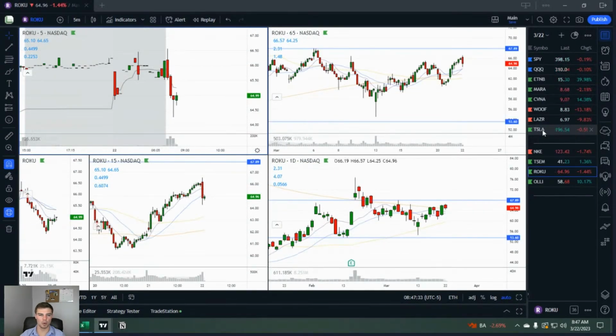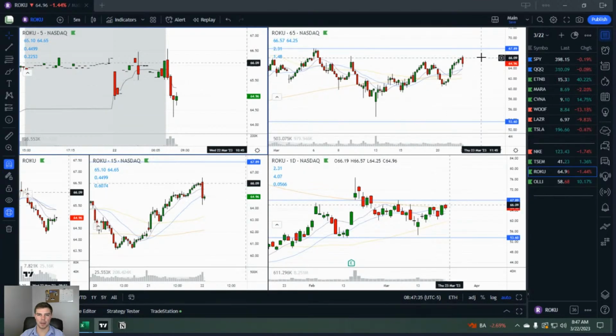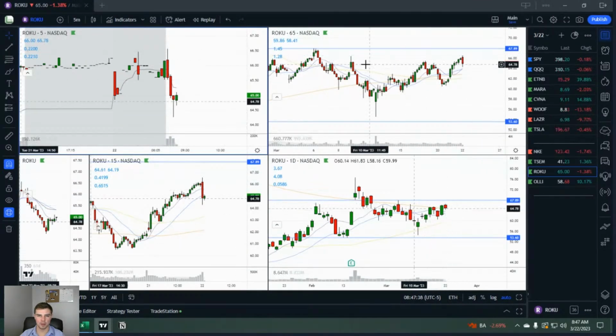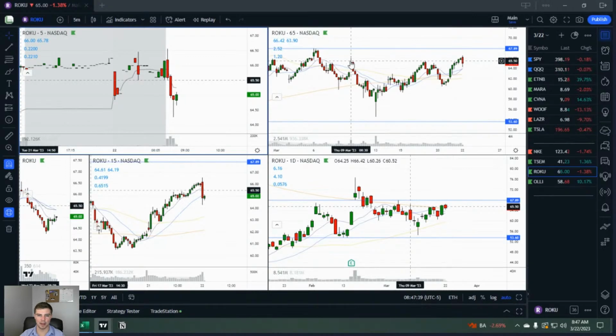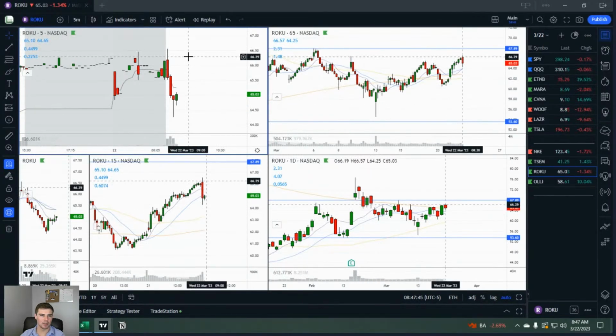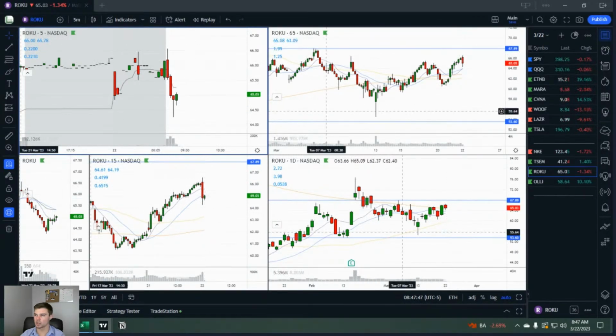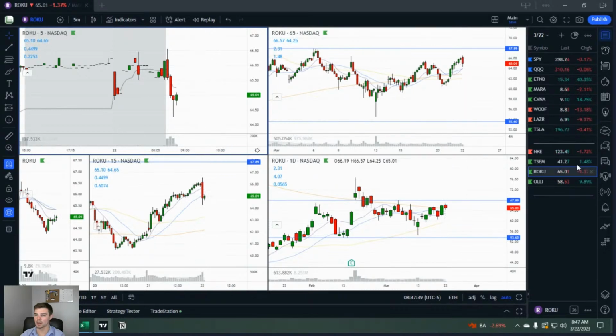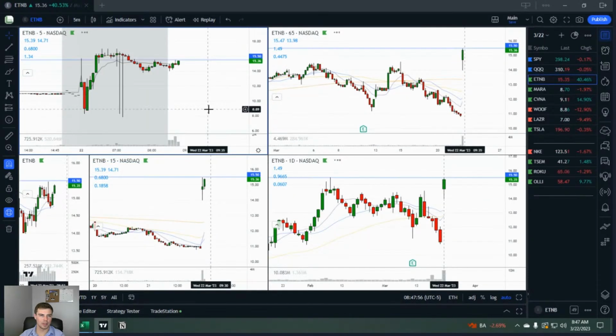Roku, you can watch Roku if it gets back up towards high of the day. It's going to have to get back to that high of the day, though. 66.42, 60, yeah. If it gets back up here, I'll watch it, but right now, I'm not a fan. Not a fan of much here, guys.